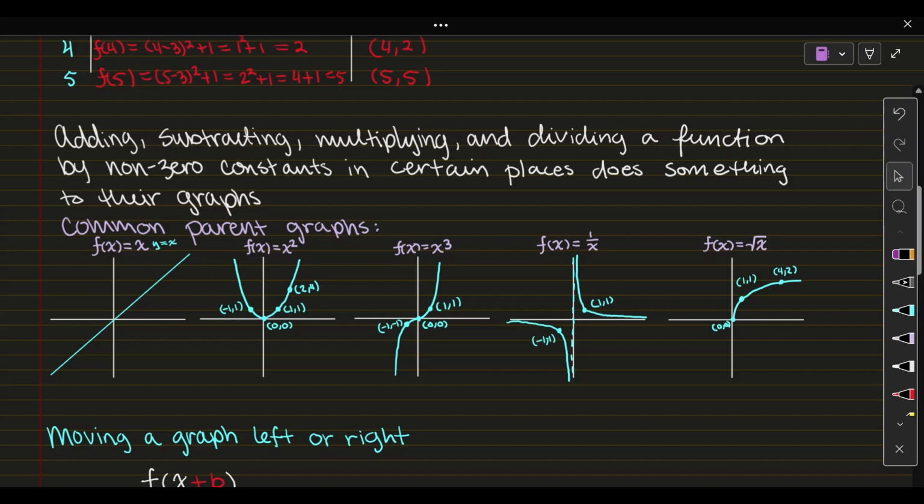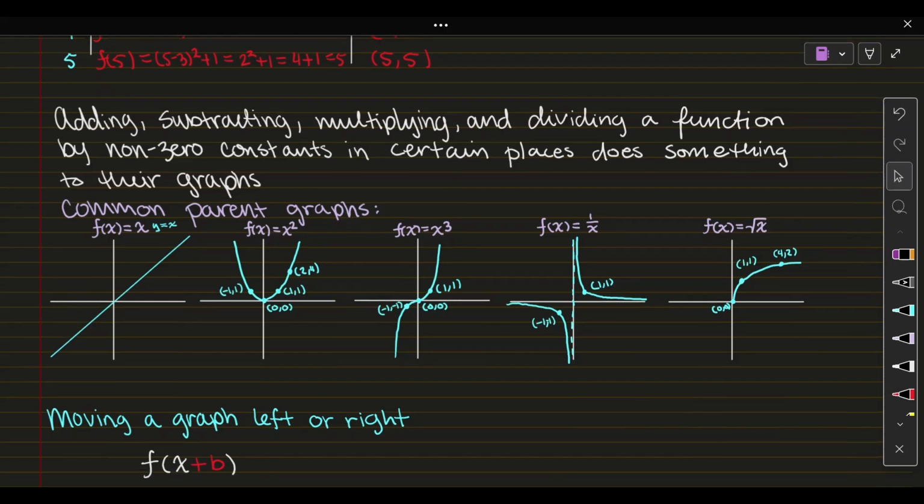Okay, and so let's look at some transformations of these parent graphs here. Like I said, you can plug values in and verify that this is what these graphs actually look like. Or if you want to get on a graphing calculator and see what these graphs look like, you'll see that these pictures are pretty accurate. But let's move on.